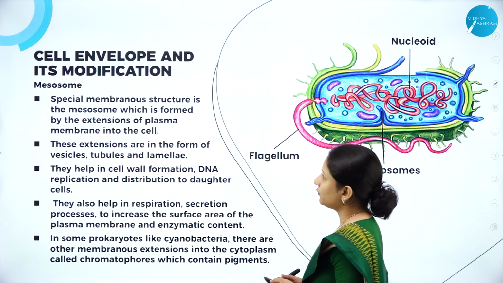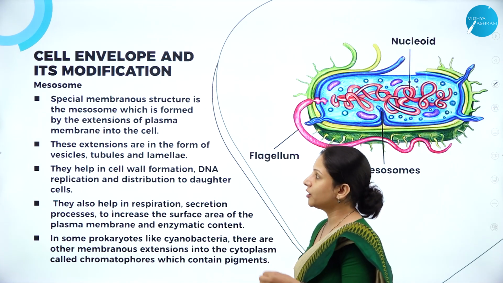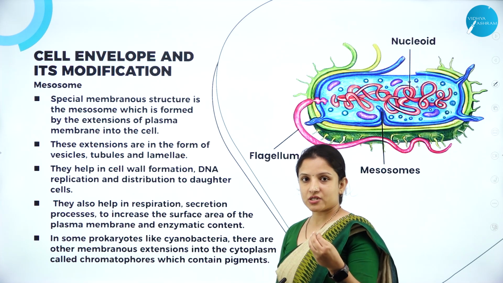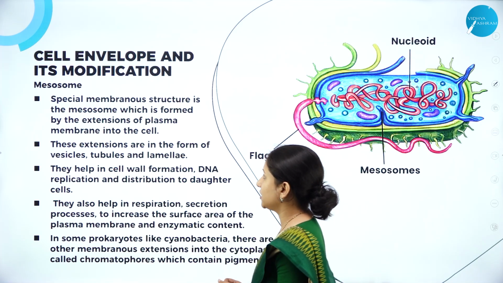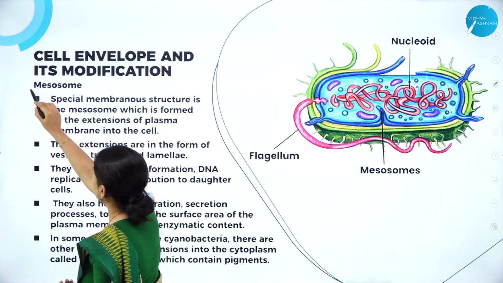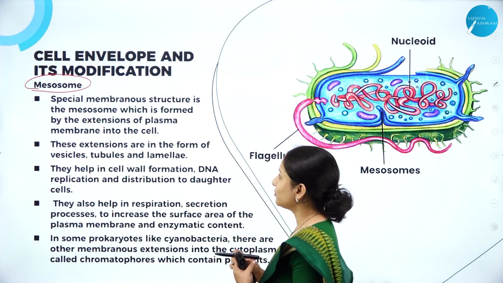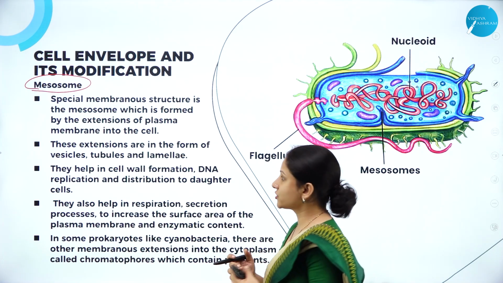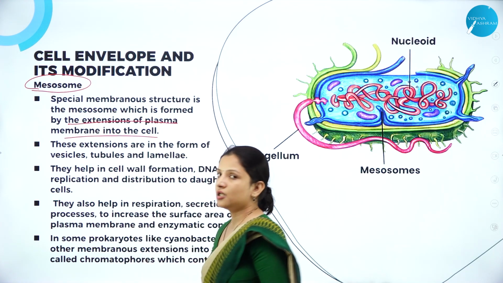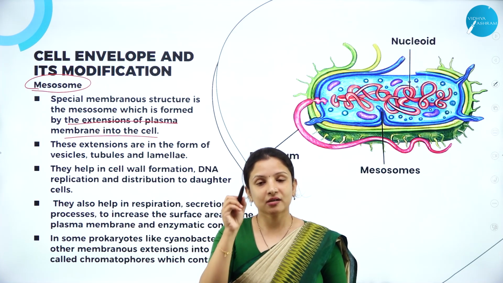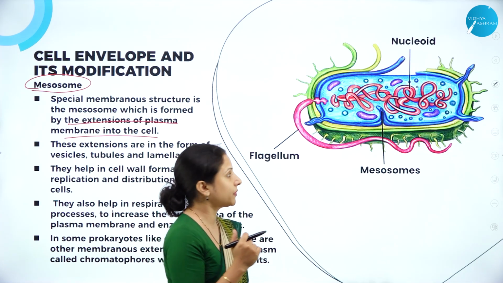Next, moving further, we shall study some of the modifications that are there in the cell envelope. Some of the modifications means there are some structures that arise from them, that also we will study here. So first we'll talk about one of the modifications which is called the mesosome. So mesosomes are nothing but special membrane-like structures which are formed by the extension of the plasma membrane into the cell. So where is the plasma membrane present? Right after the cytoplasm, because the plasma membrane forms the innermost layer of the bacteria, right?